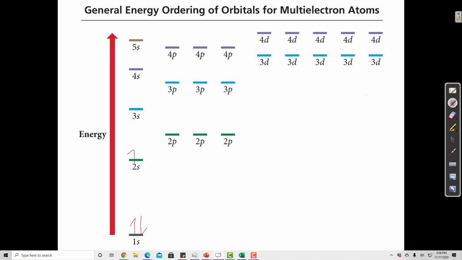If I have the next electron, where does it go? 2s, that's the next lowest one. The Aufbau principle tells me to go in there. And now where does the next electron go? Well, I can fit two of them in here according to the Pauli exclusion principle, so the next one should go in the lowest one, which is there, but it has to be spin down. So now, where does the next one go? Well, it'll go in 2p, because that's the next lowest orbital.